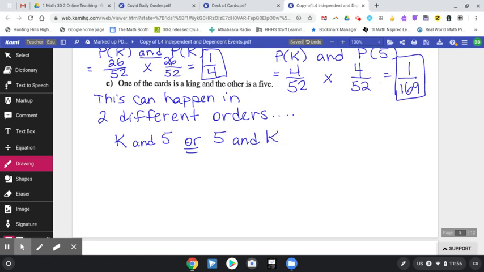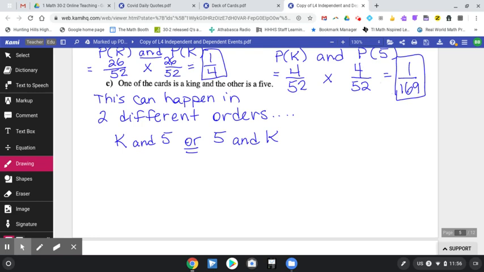So let's go through each one of these scenarios. Now remember that this planning step helps us set up our math because we're going to say probability of a king and means multiply, probability of 5, or means add, probability of a 5, and means multiply, probability of a king. So I want you to pause and see if you can finish filling this one in now that we've got our planning step there.